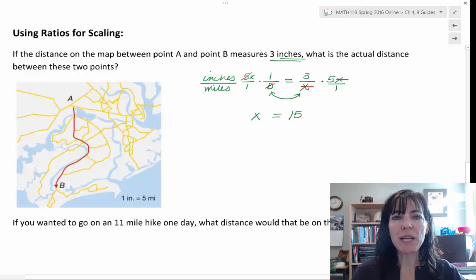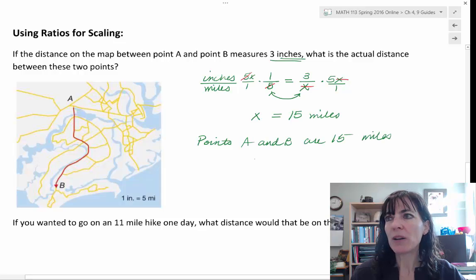So x is 15, and so I have to ask, what does that 15 mean? Well, if I come back and look, my x was in the denominator, so I can track it back over. That was miles. So it's going to be 15 miles. So the question was 3 inches on the map between points A and B, how far is that in miles? So I can say points A and B are 15 miles apart.